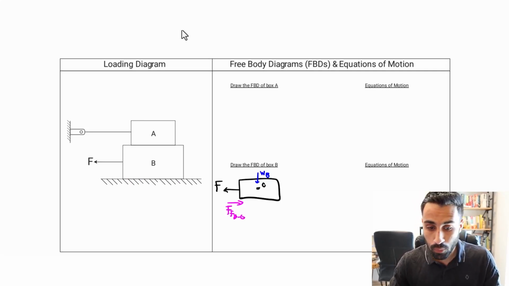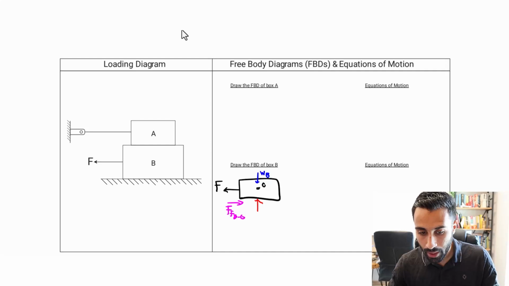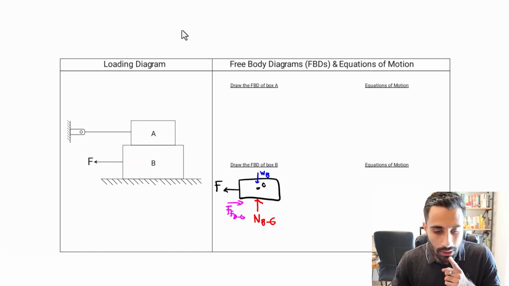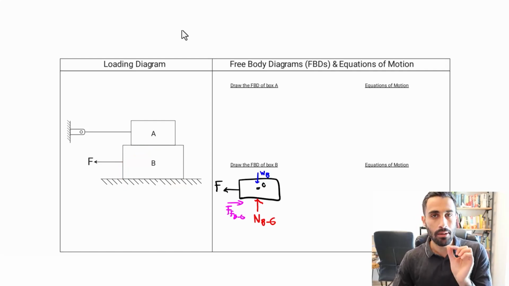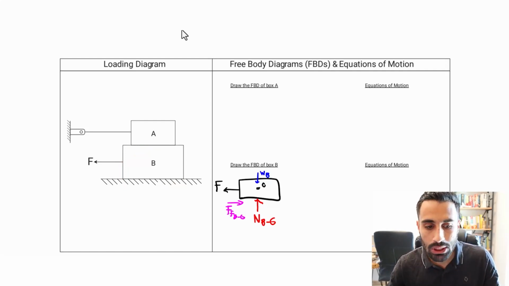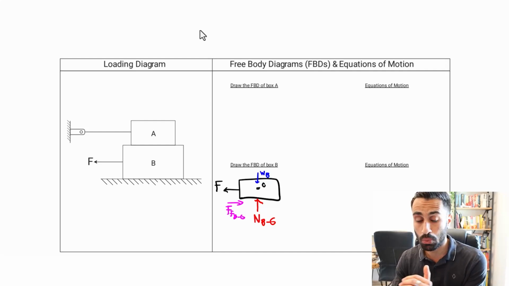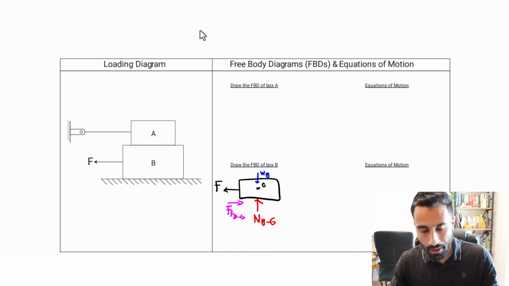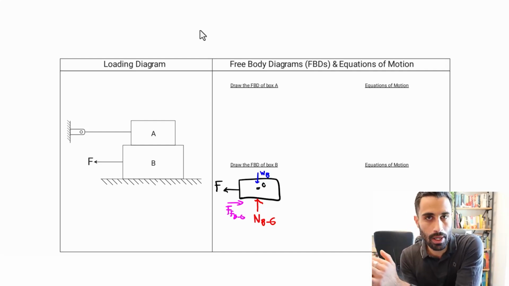Also, I have a normal force between block B and the ground. G stands for ground here. What else do I have? I have something important, which is the force of friction here. Note, the force of friction between A and B will go to the right as well. So the motion's to the left, the force of friction will go to the right.